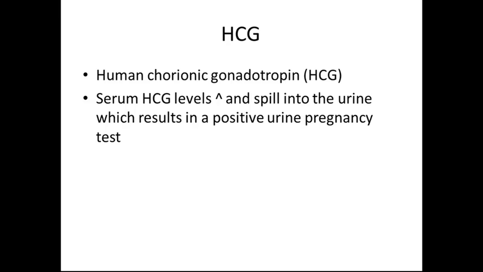HCG is the human chorionic gonadotropin. This is the hormone level that is elevated when a woman becomes pregnant. Serum HCG levels increase and spill into the urine, which results in a positive urine pregnancy test.